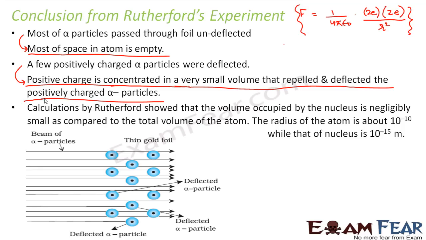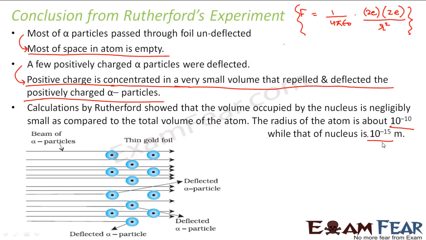Okay. What else? Calculations by Rutherford showed that the volume occupied by the nucleus is negligibly small as compared to the total volume of the atom. The best example, the comparison of the cricket ball, right? The radius of the atom is about 10 to the power minus 10 meters, whereas that of the nucleus is 10 to the power minus 15 meters. So if you see, there's a difference of 10 to the power 5, right? So it's a huge difference between the radius of the nucleus and the radius of the atom.